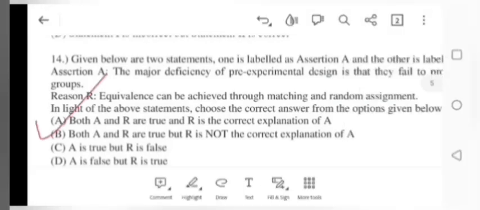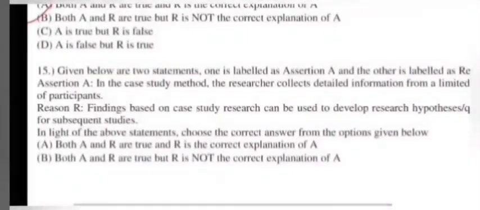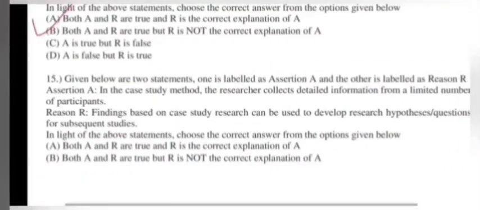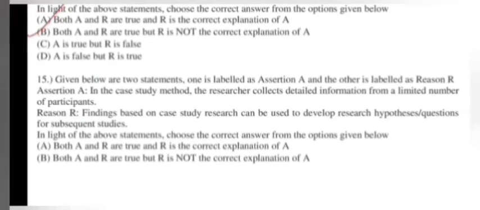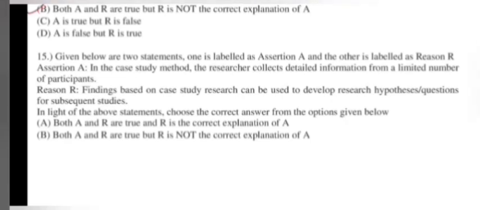A will be our correct answer. Next, given below are two statements. One is labeled as assertion A and the other is labeled as reason R. Assertion A says in the case study method, the researcher collects detailed information from a limited number of participants. Reason R says findings based on case study research can be used to develop research hypotheses and questions for subsequent studies. Now, in light of the above statements, choose the correct answer from the options given below.